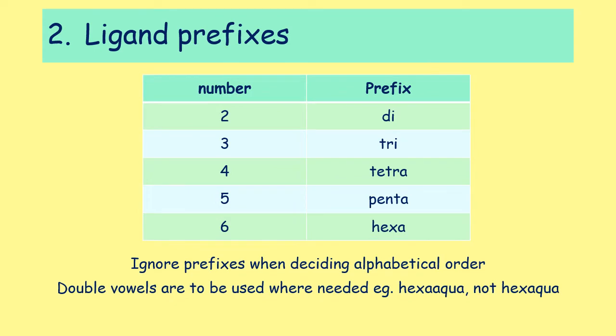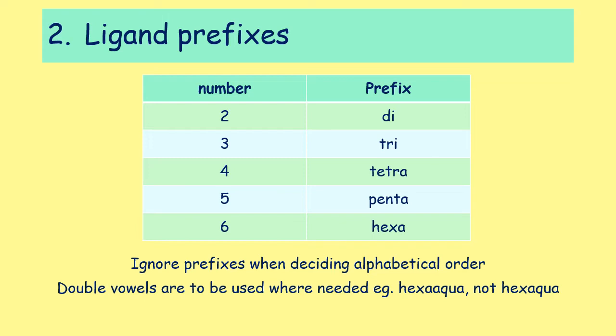Next thing is prefixes. Now, the prefixes are slightly different to some of the prefixes you've used in the past. It's unlikely that you will see one, but if there is one, it will just be mono. Typically, you will see 2 or 4 of a given ligand. And 2 is di, 3 is tri, 4 is tetra, and then you've got penta and hexa as they would normally be.